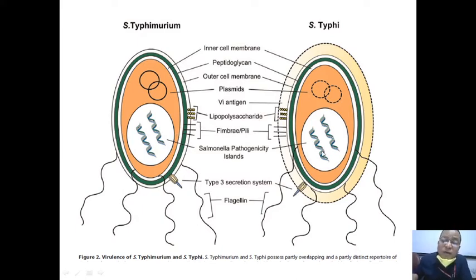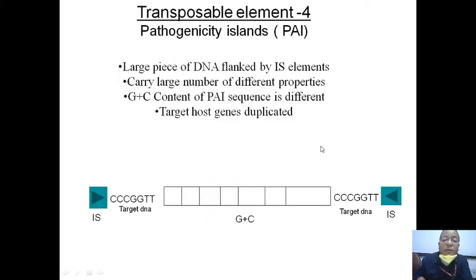The other important thing you have to understand is that Salmonella typhi also carries something called a type 3 secretion system. This is a very important virulence factor because this type 3 secretion system is able to inject effector molecules produced inside the cytoplasm of the bacteria into the host cells. That we will see in a little while.